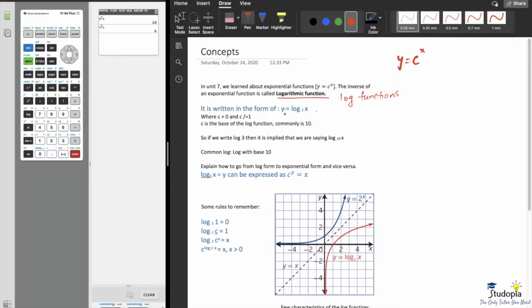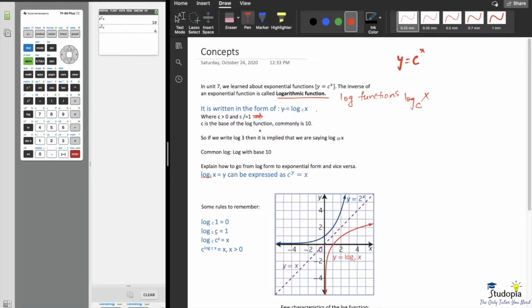Logs are written in the form of y equals log base c of x. The c is a subscript, okay? It's kind of like log of cx, so this is a subscript, where c has to be positive, and it cannot be equal to 1. So keep those things in mind, please. C has to be positive and it cannot be equal to 1.